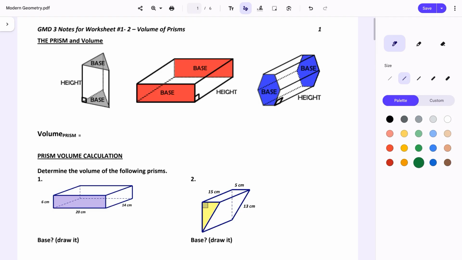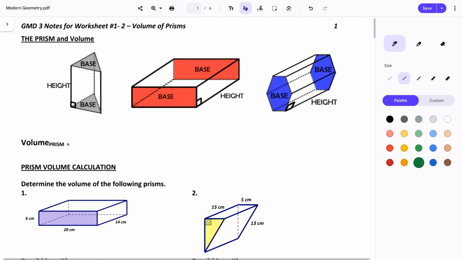So even on my pictures up here, they're again kind of highlighting for you what the bases would be. You should hopefully be able to see on all 3 of those examples up there that the triangles are parallel to each other, that the rectangles are parallel to each other, the hexagons are parallel to each other. They're never going to cross. So that's why they would be my bases. Now, volume of a prism has a formula that we can use, and that formula looks like this. It's a capital B times a small h.